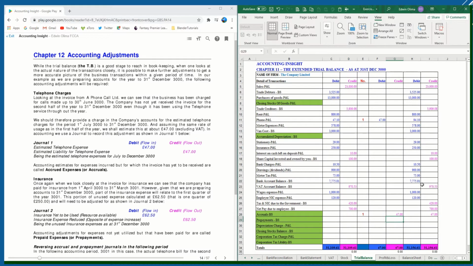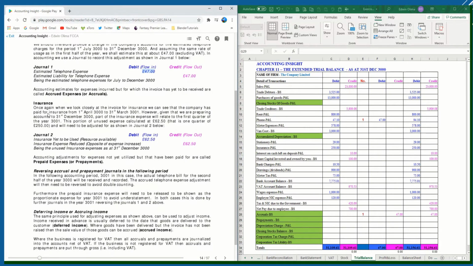So in my Excel sheet, I have prepared what we call an extended trial balance. So we've got our initial trial balance here, and I've got journals that are going to adjust these figures, and this will give me the final balance that is going to be used for the financial statements of the company. So that is the first adjustment.